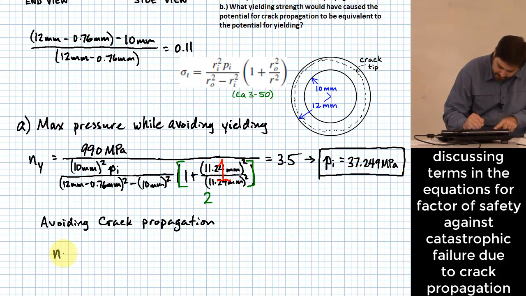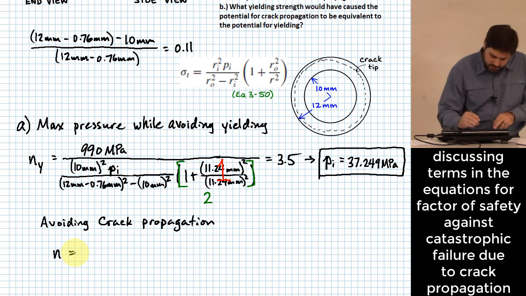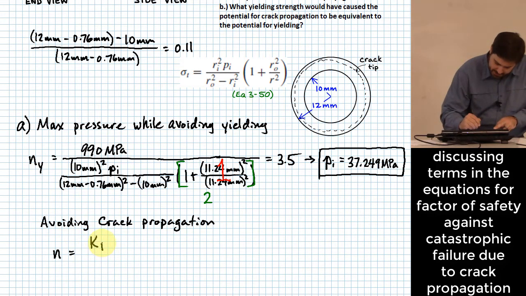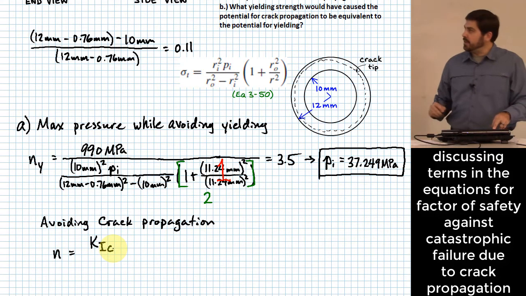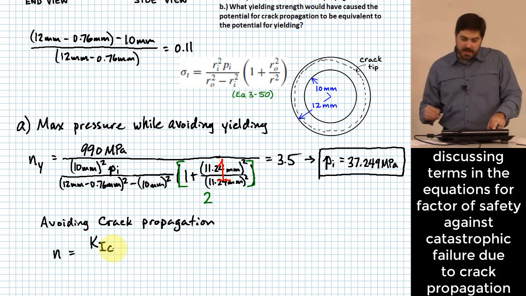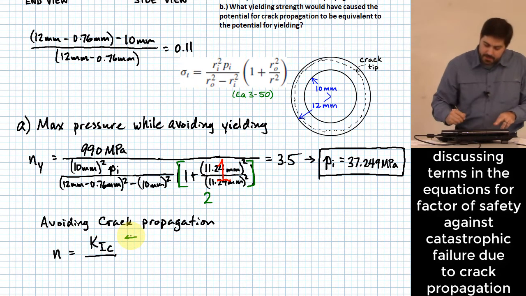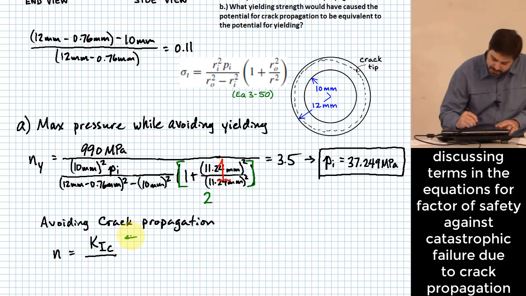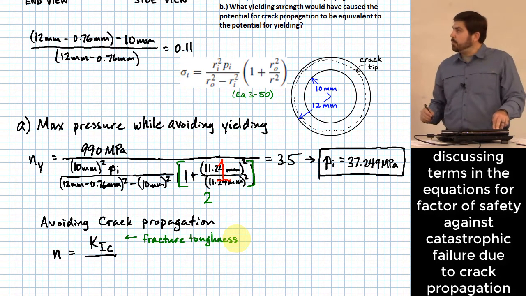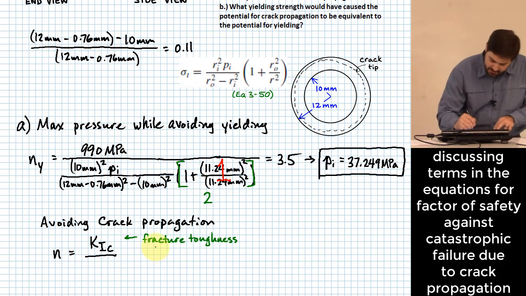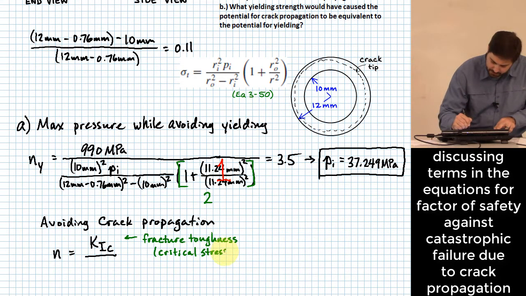Okay, our factor of safety is going to be equal to a factor that is labeled K_IC. Okay, and that factor right there has a couple of different names to it. Okay, I'll go ahead and write them down. The most common thing you will call K sub I sub C, you'll see it called fracture toughness. Okay, but another appropriate name for it is a critical stress intensity factor.